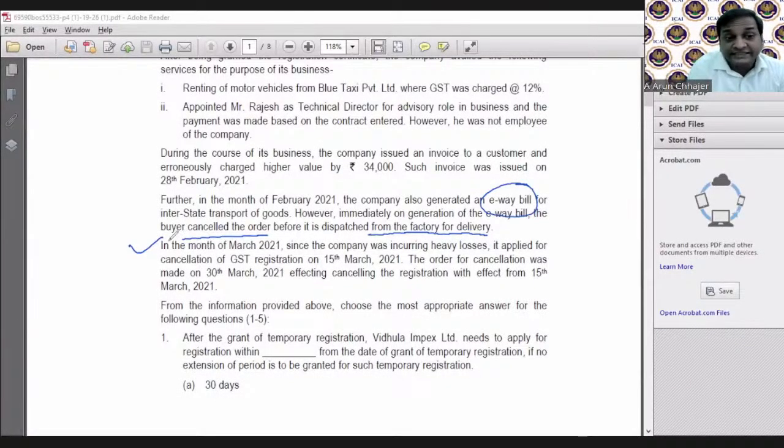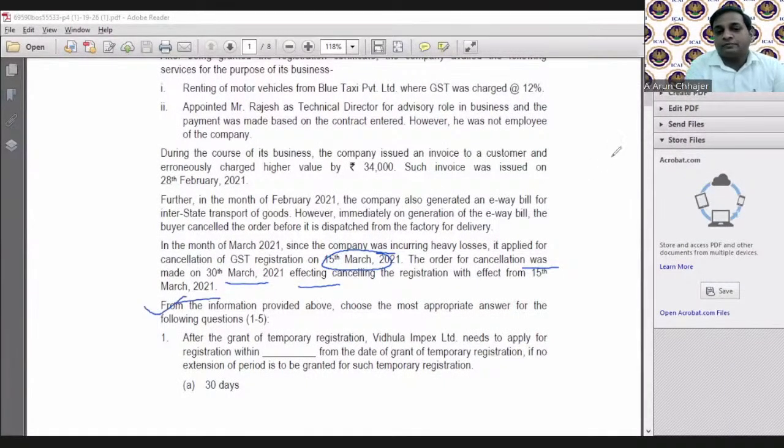In the month of March 2021, since the company was incurring heavy loss, it applied for cancellation of the GST registration on 15th March. The order for cancellation was made available on 30th March. When he applied on 15th March and the order is issued on 30th March, what is the effective date? 15th March. From the information provided above, choose the most appropriate answer for the following questions.